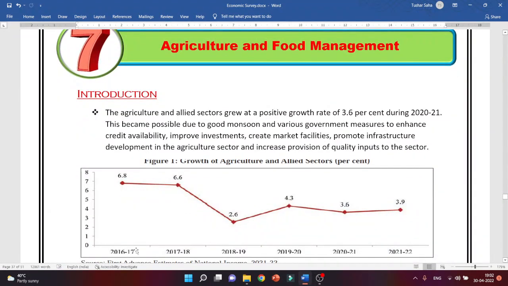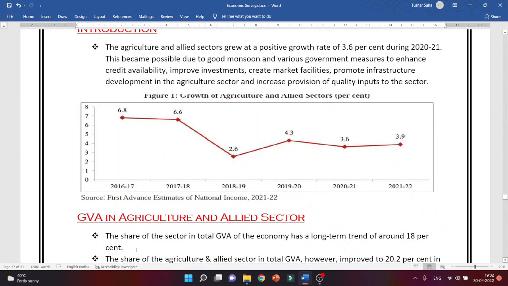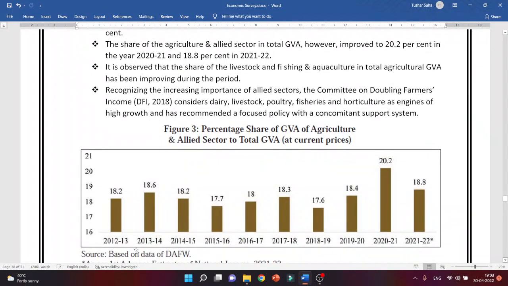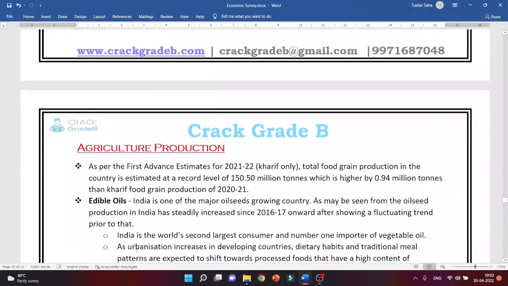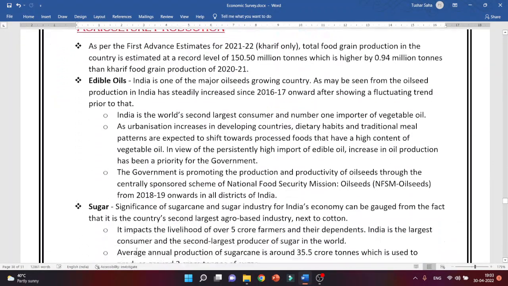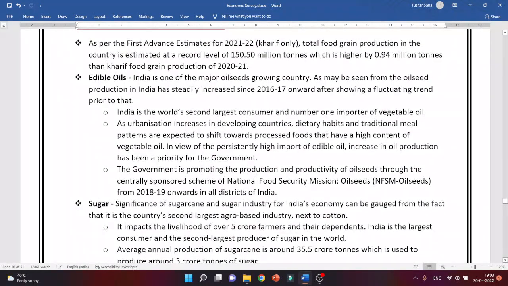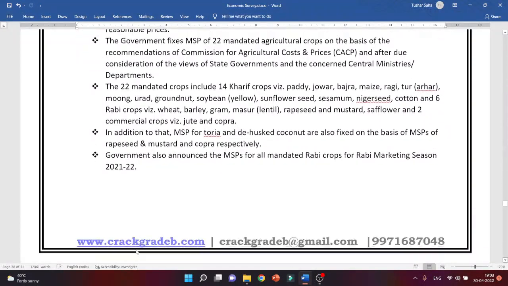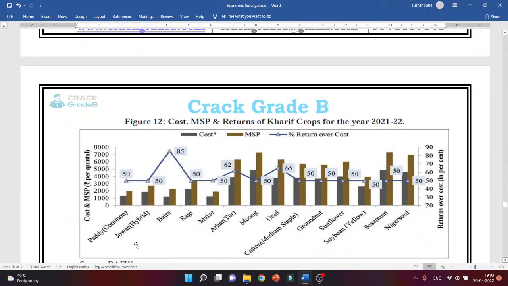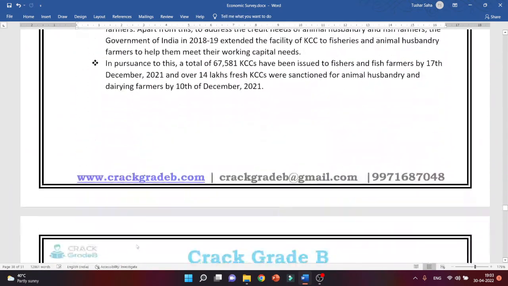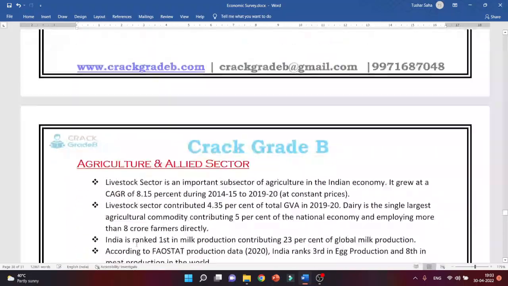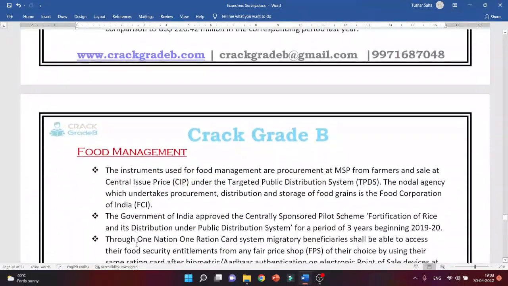Then comes agriculture and food management. Here also we have seen the crucial data, right? But what we will find in this chapter is the quick comparison, like the status of edible oil, the status of sugar, the status of MSP and all. Just go through it 2 times, it would be enough. Then let's move to the next chapter.